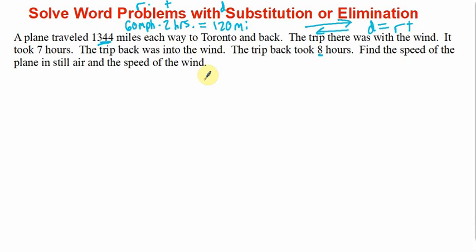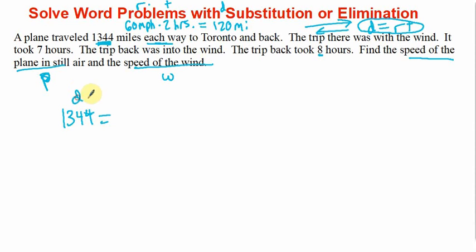So again, we need two equations and we need to identify our variables. They're telling us to find the speed of the plane. So we'll call speed S. Actually, I shouldn't call it S because we're talking about speed here. Let's call it P for speed of the plane. And speed of the wind, we'll call that W. We're going to use this equation, distance equals rate times time. A plane traveled 1,344 miles each way. So the first trip was 1,344 miles. That's our distance, and that's going to equal rate times time.